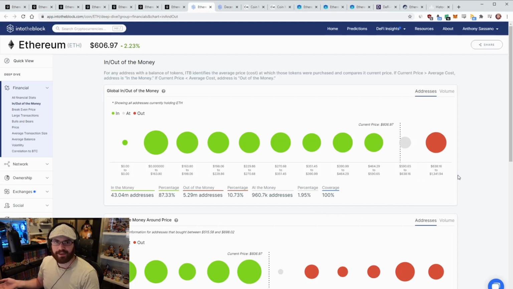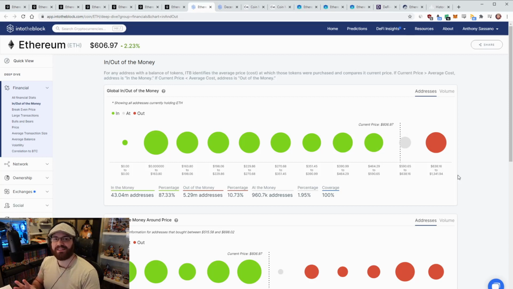Are they going to sell when we keep going higher? Maybe. Can the market absorb that? Yes, it can, because that's not much of the supply, right? That is definitely not many people that are going to be selling, and we're in more of a bull market now. ETH at $600 is incredibly bullish because we haven't seen that in such a long time.